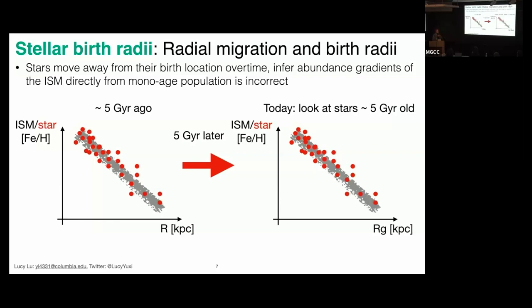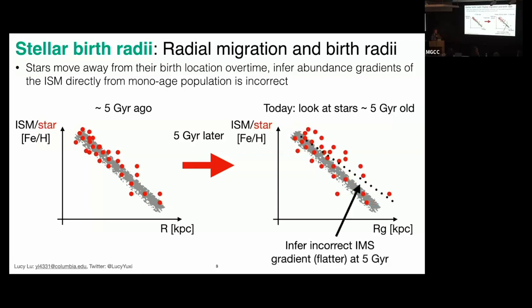This is not true because they interact with resonances, for example, and they scramble where the star is. So if you look at stars that are 5 gigayears old and you fit a line, it will actually give you an incorrect inference of the ISM gradient at that time, which typically will be flatter because there are more stars in the inner galaxy, so they tend to move out. Due to these effects, you will normally get a flatter gradient. So if you look at individual galaxies and individual stars and try to infer the metallicity gradient of the ISM, you will have to take into account radial migration and birth radii.